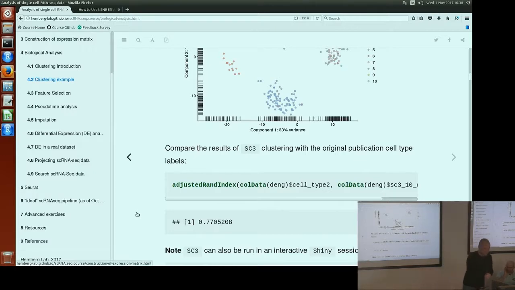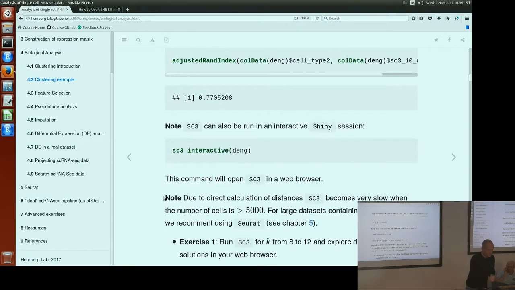Okay. So SC3 also allows you to be run in an interactive manner. If you run this function, it will open SC3 in your web browser, and you will be able to see all these plots that we plotted manually in an interactive manner. So you don't need to plot them manually if you don't want to.